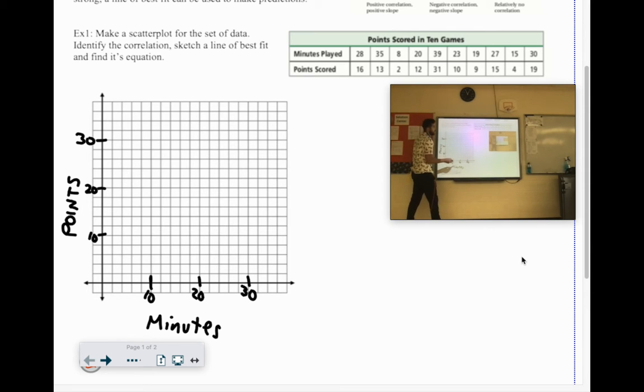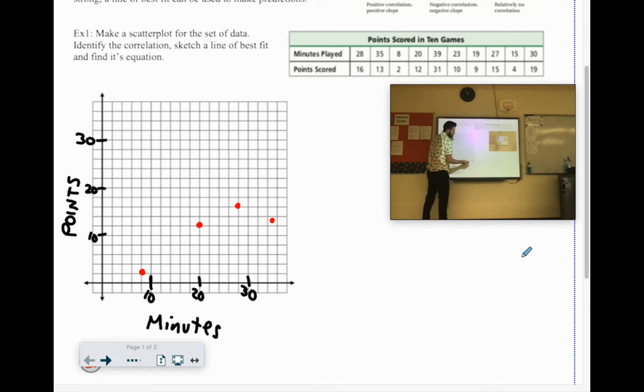We have 28 minutes is 16 points. There's 28, 16 is right there. We have 35 minutes and 13 points. It's not going to be perfect when I'm doing it by hand. Come on now. 8 minutes, scored 2 points. That sounds a lot like me. 2 points was a good game for me. 20 minutes was 12 points. 20, 2, 4, 6, 8, 10, 12.